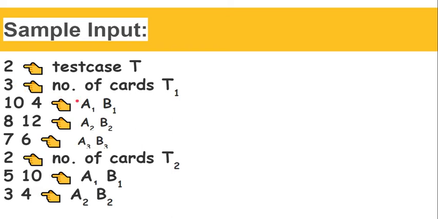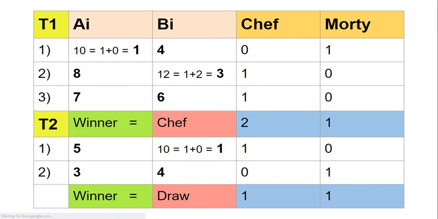Now this is case number 1, that is the number on the first card of chef and the number on the first card of Morty. So we have 10 and we have 4, right? Similarly, we have 8 and 12 on the second card, then we have 7 and 6 on the third card. In a similar manner, in the second test case, we have 2 cards, or you can say 2 rounds, and the numbers on the cards for chef and Morty respectively are 5 and 10, and 3 and 4. So let's see how we are going to evaluate it.